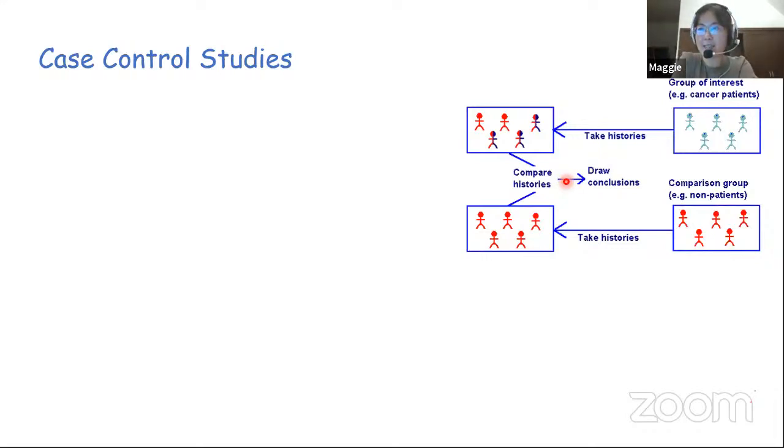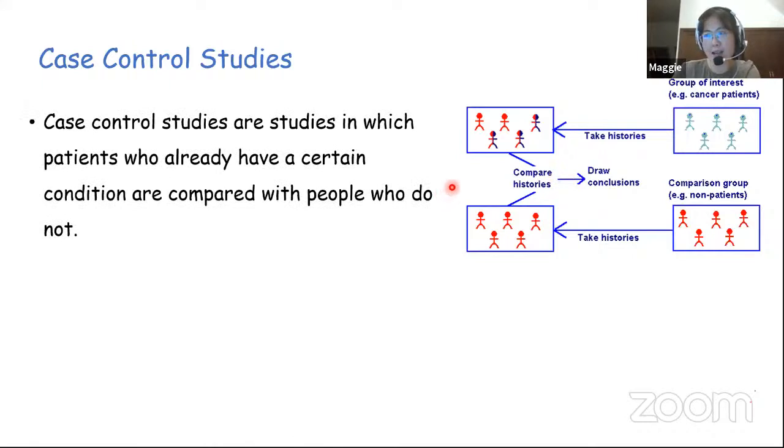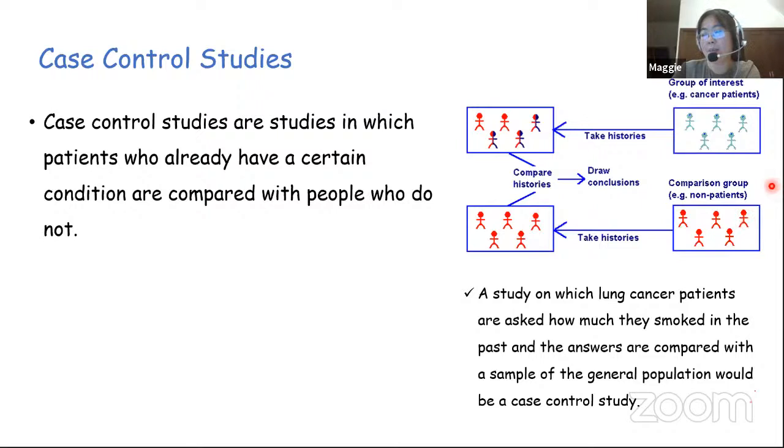The first one, case control studies. As you can see, case control studies are studies in which the patients who already have a certain condition are compared with people who do not. As you can see in this figure, it's a study about lung cancer patients, studying the relationship between lung cancer and smoking. So for example, we have two groups of patients come into the hospital. One has lung cancer, one does not.